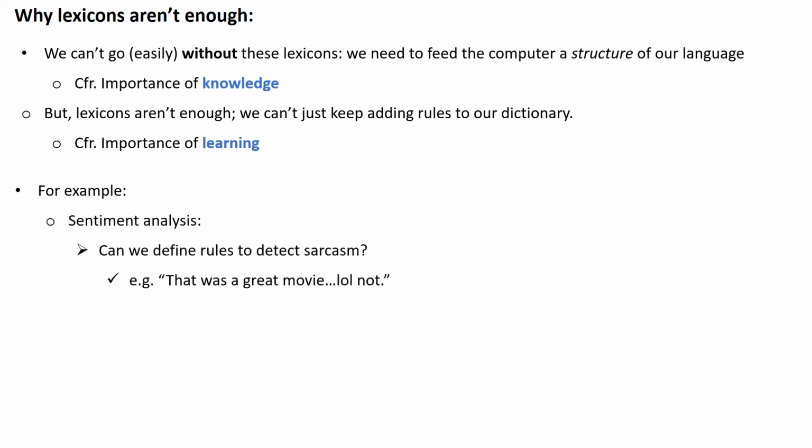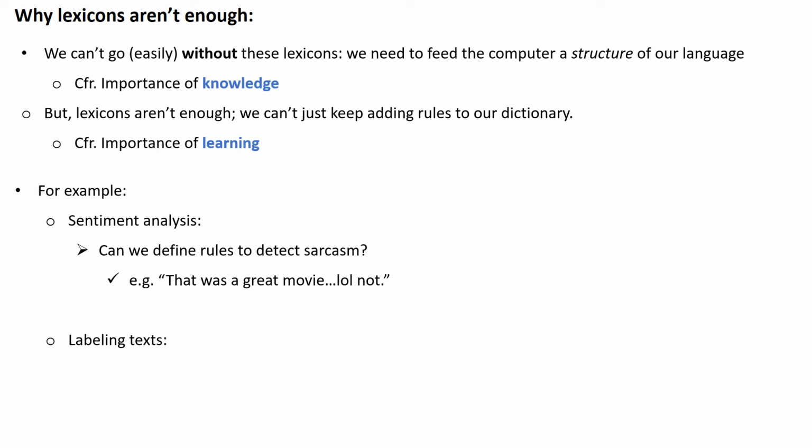Let's take an example here. So what about sentiment analysis? Can we define some clear-cut rules to detect sarcasm? For example, if I read the sentence, "That was a great movie, lol not," it's pretty clear that this first part of the sentence was meant to be sarcastic. But can you define a very clear-cut rule that we can feed to an algorithm to detect sarcasm? Not really. That's going to be very difficult.